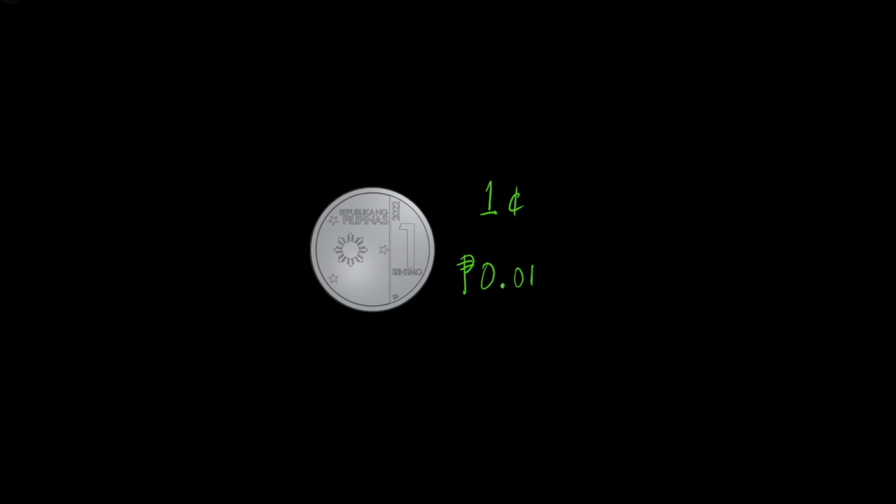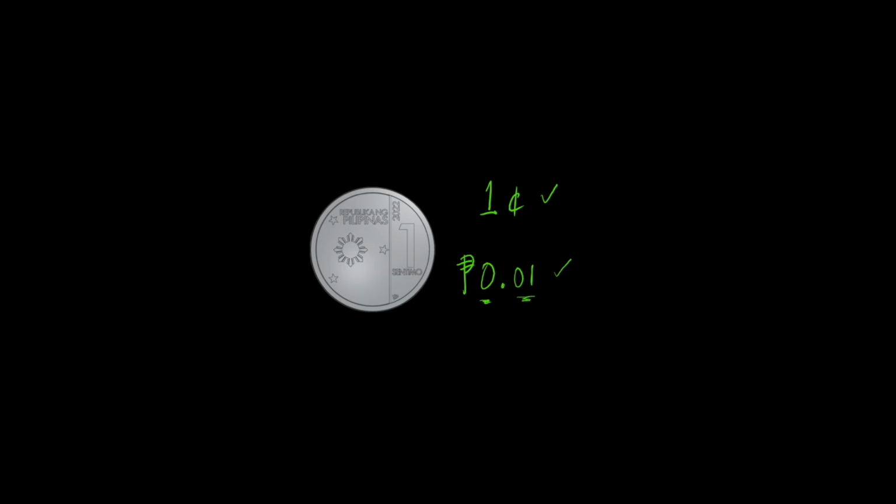Actually, the decimal point separates the value of pesos and centavos. So before the decimal point shows pesos, while after the decimal point shows centavos. But take note that these two amounts, or symbols, are both read as 1 centavo.